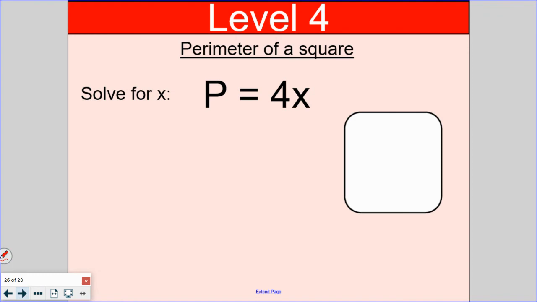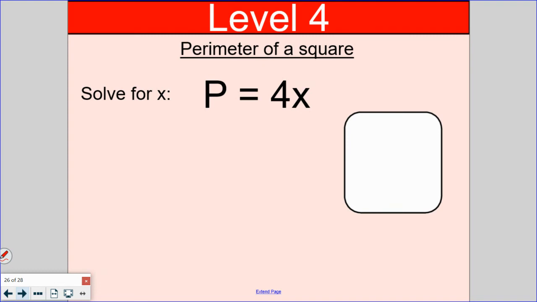All right, this is level 4, and there's one on the assignment, but if you use this box, it makes the level 4s really not so bad. Okay, this is asking us to solve for x.